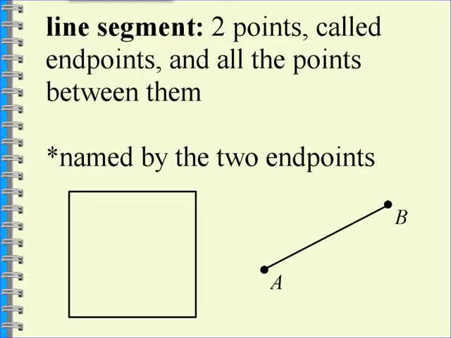Let's look at another example. Actually, I take that back. We're going to look at a definition. Okay? We're going to talk about a line segment. A line segment is basically 2 points called endpoints and all the points between them. We name the line segment by 2 endpoints.